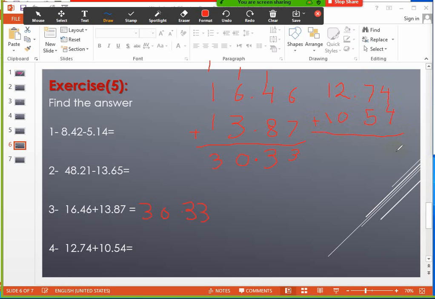4 plus 4 equals 8, so I will put the 8 down. 7 plus 5 equals 12. I will put 2 here and 1 above the ones. I will take the decimal point down. 1 plus 2 equals 3. 3 plus 0 equals 3 also. 1 plus 1 equals 2. So the answer will be 23.28. This is the answer for those 2 numbers.